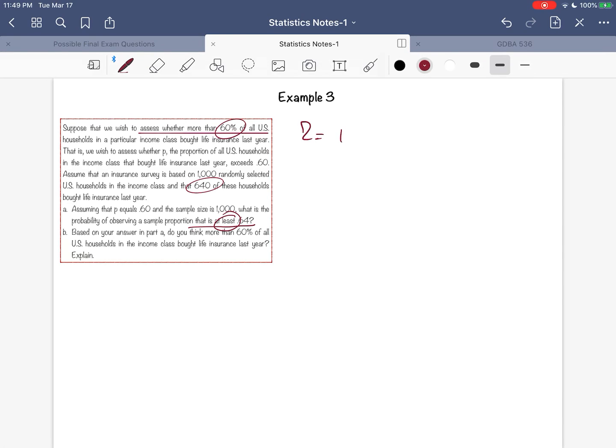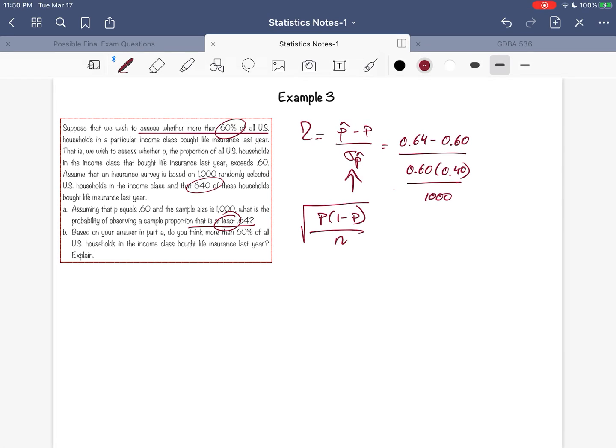So z is equal to p hat minus p over the standard error of the sampling distribution of the sample proportion. Remember that the standard error here is nothing more than p times 1 minus p divided by n, then take the square root. So in our case, 64% minus 60%. And again, always check my math. So we're looking for a z value of 2.58 or greater.